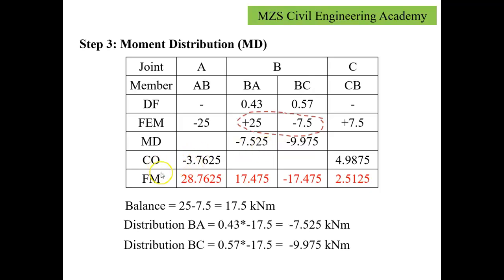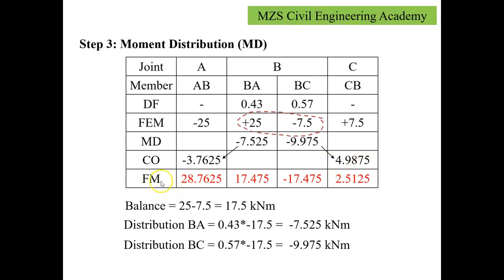The next task will be to perform the carryover. Since A is fixed and C is fixed, the carryover moment has to be transferred to these ends. The carryover transfer will be half the moment at a particular joint to the far end. It will be 0.5 multiplied by 7.525, which comes to minus 3.7625. The second transfer will be towards the joint C, which is fixed here. Again, half of the minus 9.975 will be transferred to this, which is about 4.9875.